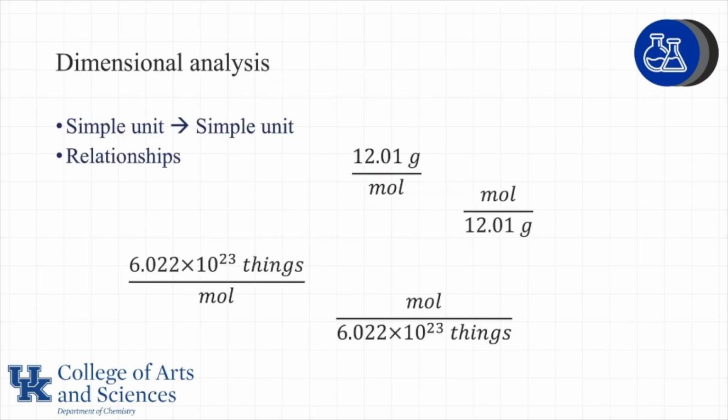We're going to continue to use dimensional analysis just like we've been using all along. If we want to end with a simple unit, we need to start with a simple unit. And we're going to use different relationships. In this lesson, we're going to focus on molar mass and Avogadro's number. So molar mass, 12.01 grams per mole. Avogadro's number, 6.022 times 10 to the 23rd things, whatever those things are, per mole. Sometimes we'll use these separately. Sometimes we'll use those together. And we're going to go through several examples to see how to use each one.